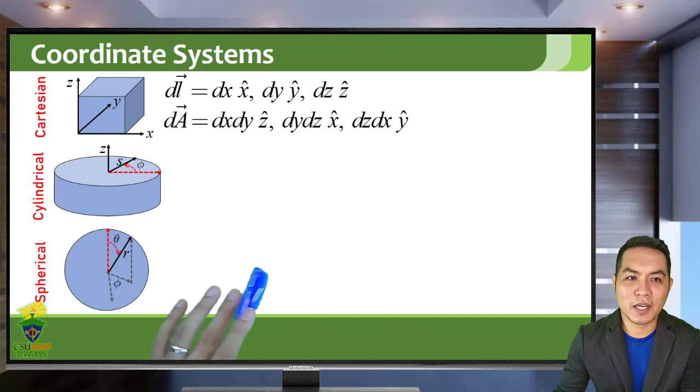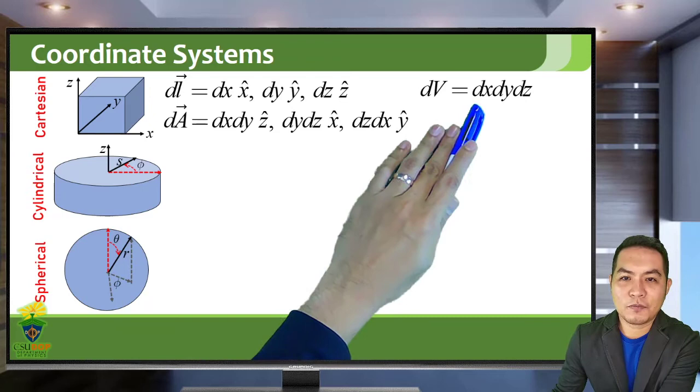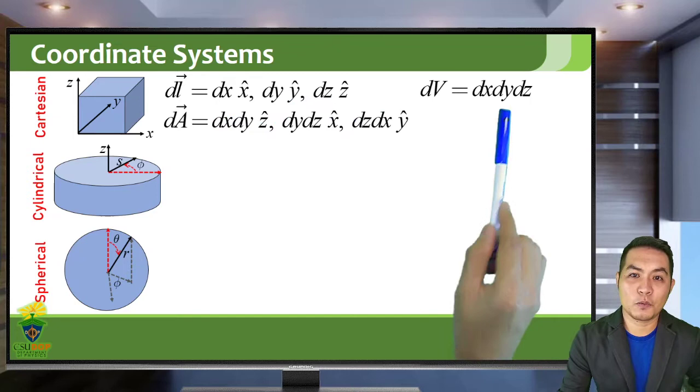For the differential volume, unlike the length and differential areas, it cannot be a vector because volume is a scalar quantity. So in general, to find the differential volume, you just multiply the three differential lengths. In this case, our differential lengths are dx, dy, and dz, so the differential volume will be dx dy dz. In cylindrical coordinates, these are the differential lengths.